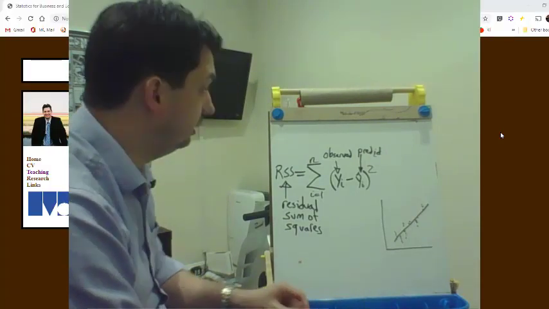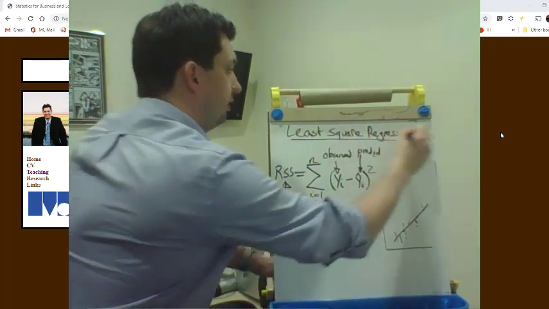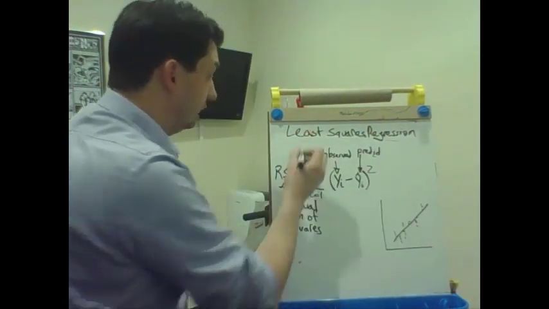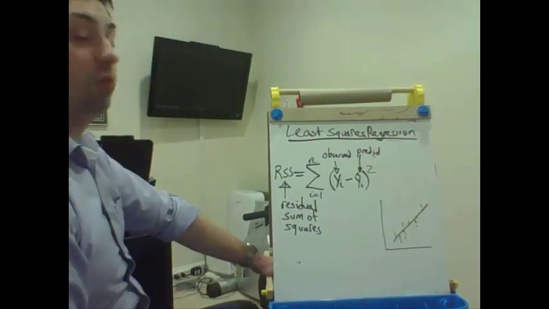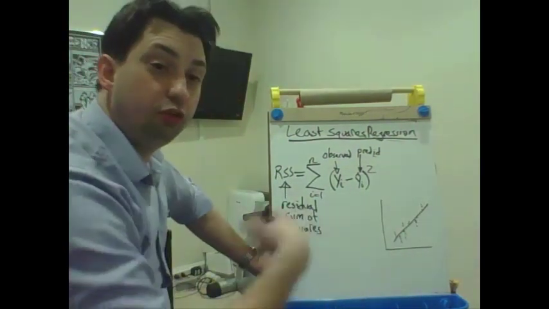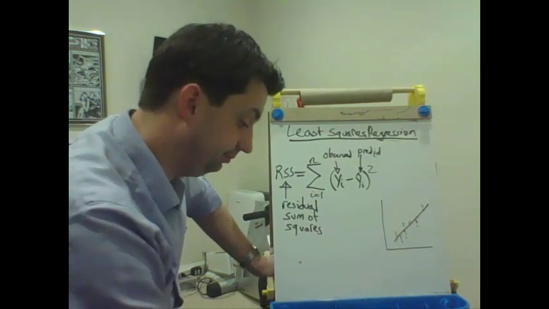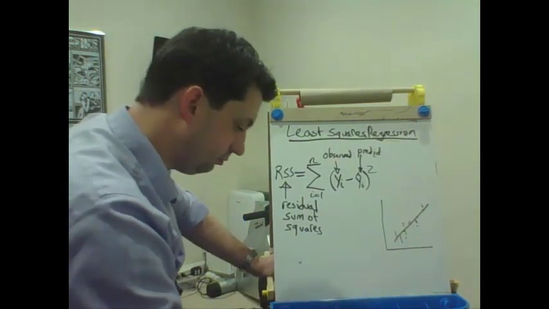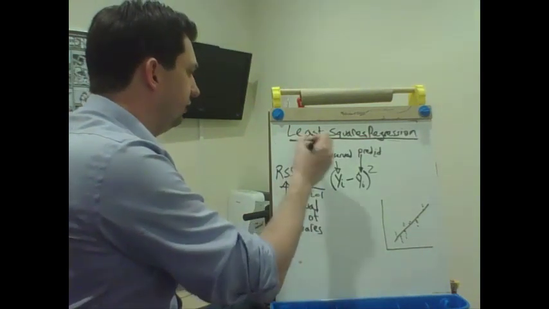That is why we call it least squares regression. It's also sometimes called ordinary least squares, or OLS. Well, we can just call it least squares regression. It minimizes RSS.